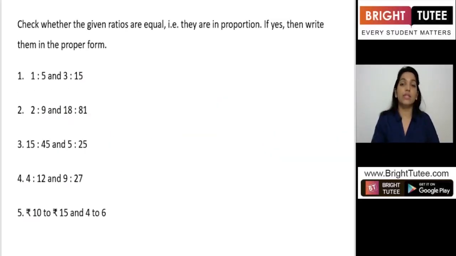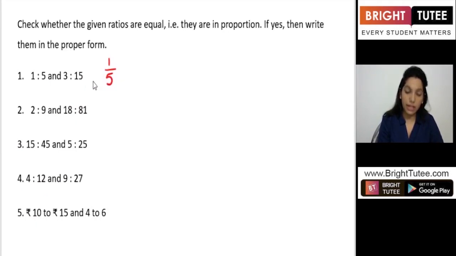So here it says check whether the given ratios are equal, that is they are in proportion. If yes, then write them in proper form. Okay. So here the first one is 1 over 5 and the other one is 3 is to 15. So 3 is to 15 can be written as 3 over 15, and if we solve it in the simplest form, both the numbers are divisible by 3. So it will give 1 over 5.